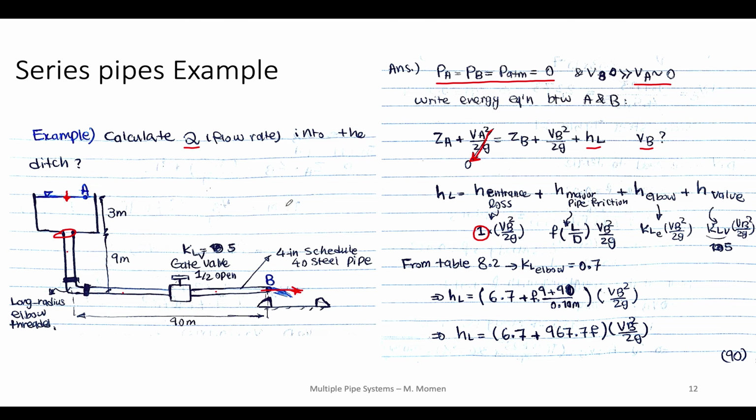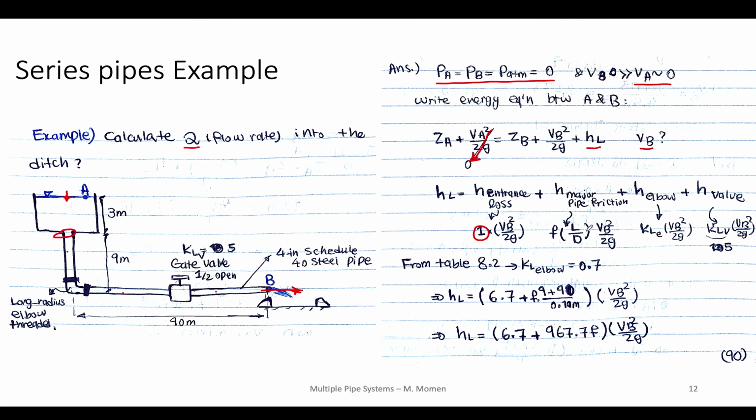So if you have an entrance, you can go to the tables in the book, and you will see that for this type of problem where we have a contraction, the head loss and the loss coefficient should be 1. So the head loss due to the entrance is 1 times VB square over 2G. The second one is going to be F times L, the length of the pipe, over D times VB square over 2G. And again, because VB is the same here across all the pipes, the velocity is the same.